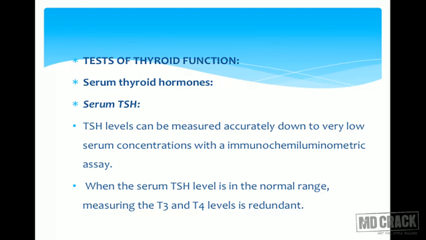So first we have got serum thyroid hormones. So firstly we see serum TSH, that is thyroid stimulating hormone. Serum TSH levels can be measured accurately down to very low serum concentrations with an immunochemiluminometric assay. When the serum TSH level is in the normal range, measuring T3 and T4 is redundant.